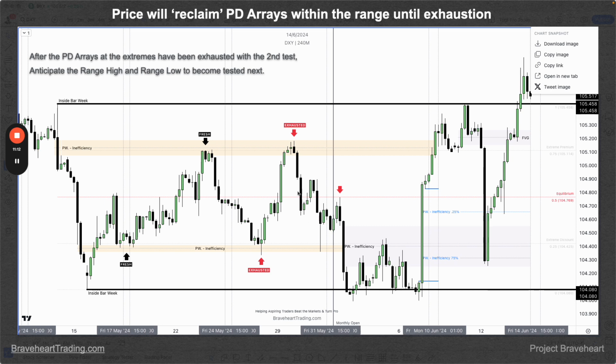And after the PD arrays at the extremes now have been tested multiple times, we anticipate the range high and low of the inside bar week now to be tested. Right, so you can see here 1, 2, 1, 2, exhausted. Now test the actual range low and range high. And then after this, that's when you would expect price to be released from this inside bar week. So here is when price should be released from this inside bar week, and we should be expecting some trend.